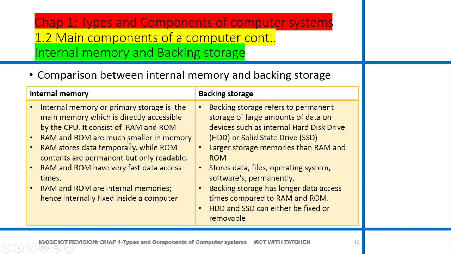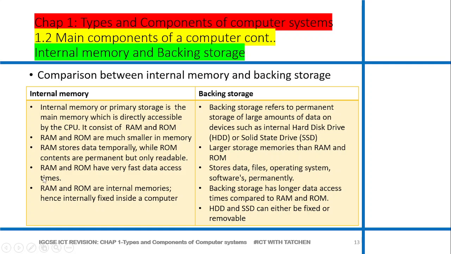Now, the RAM and the ROM are much smaller in memory, while the backing storage like your HDD or SSD have much larger storage space. Next, the RAM stores data temporarily, meaning your data is lost when your computer is turned off. The ROM stores data permanently, but it is only readable. But your HDD or SSD, your data is permanent. You can read, you can write, as many times as it is allowed.